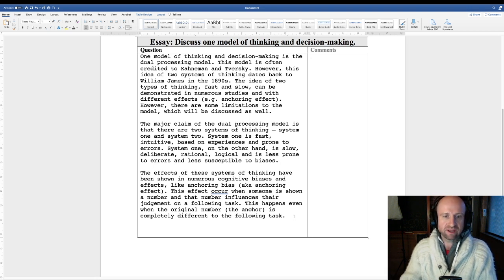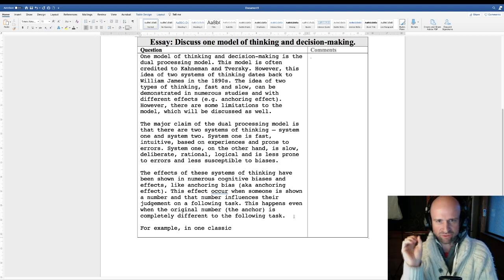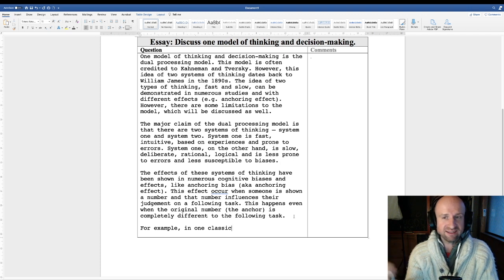It's going to demonstrate System 1, System 2, and it's going to help me show and explain the anchoring effect. For example, I quite like it if the study is a classic, if it's really well known, saying "one classic study." Classic study is a good term to use if it is a classic study, because it shows the importance of that study.